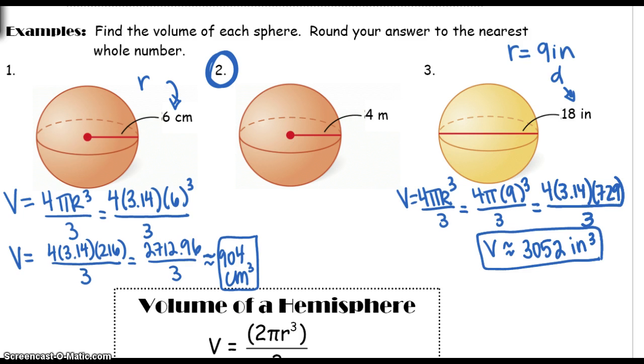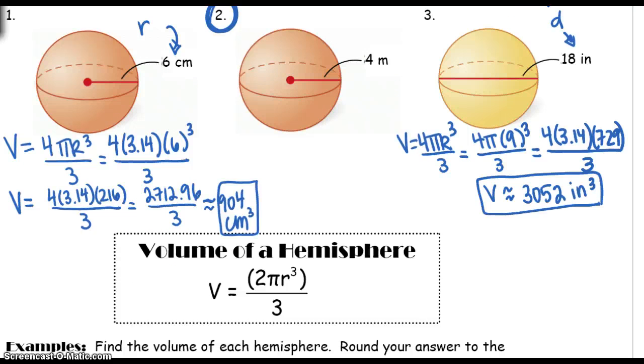Let's talk about a hemisphere. A hemisphere is half of a sphere. So I'm going to write in red to the side here because you don't have to write it down. If we have 4 pi r cubed divided by 3, and we want half of this, what happens is we have 4 pi r cubed over 6. But then if you reduce 4 over 6, you end up getting 2/3.